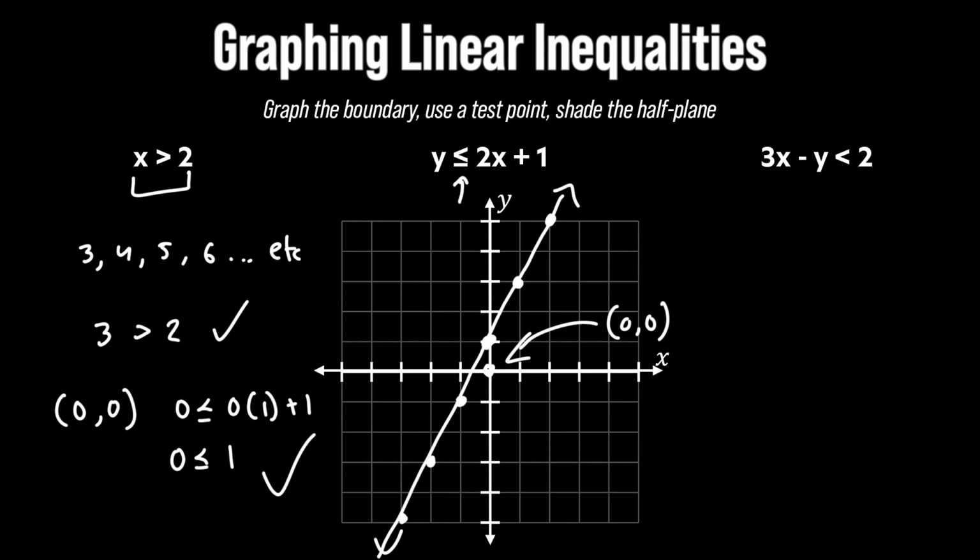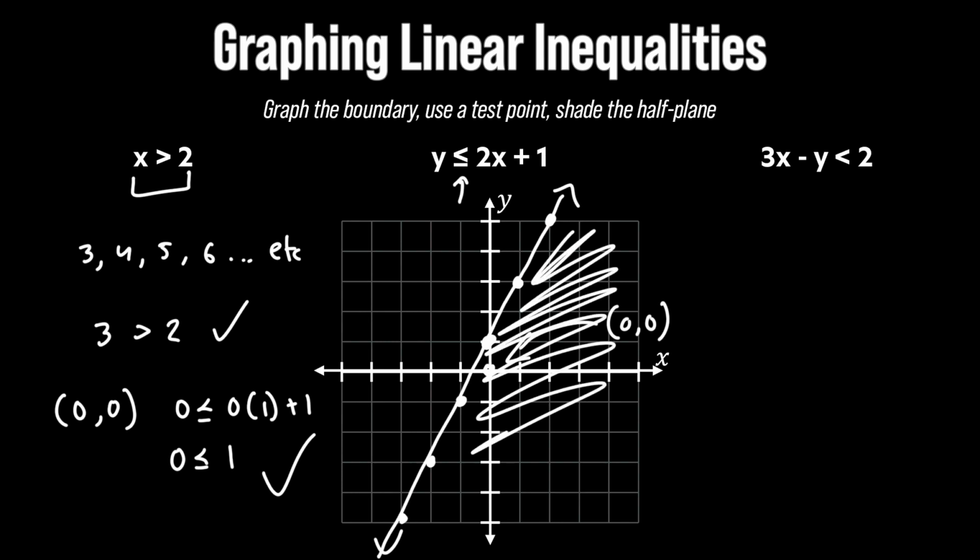So we put a check mark, and we know that this point is in the correct half plane, so we can confidently shade in this side of the plane, since this side of the plane is the solution for the linear inequality. Now let's try this last problem here.